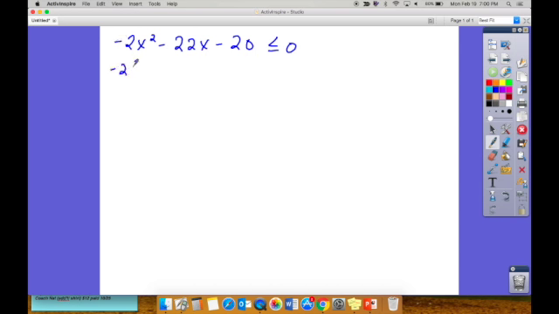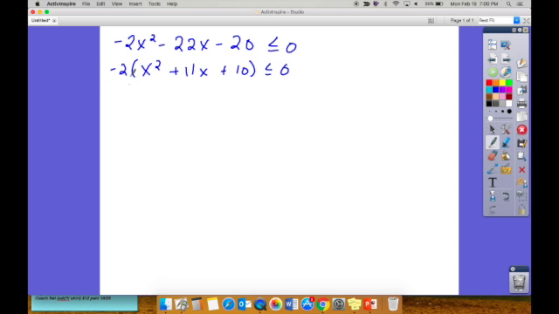I'm looking at this and thinking, ooh, negative signs, lots of 2s. Let me factor a negative 2 out. There, I like that better. Now, I could divide through by the negative 2, but then I'd have to remember to change the sign, because when you multiply or divide through by a negative, you change the sign. So I'm just going to leave it.